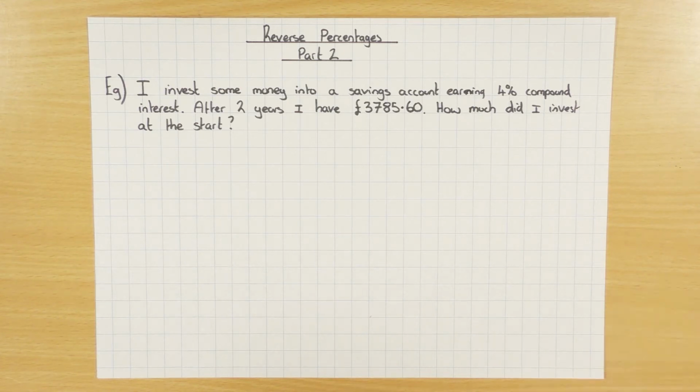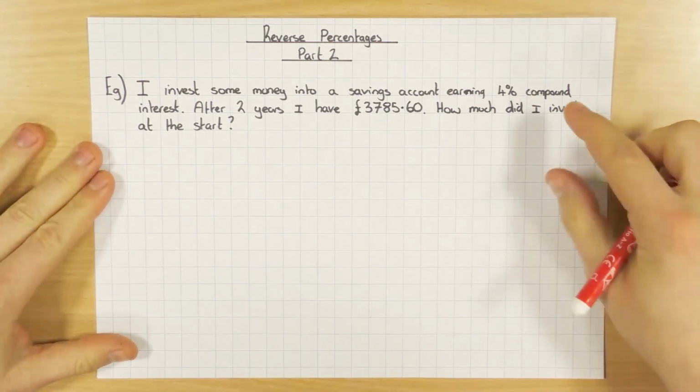So I'm going to show you two ways to do this. First of all, I'm going to show you how to do it via compound interest and go backwards that way. And the second one I'm going to show you is to do it with the reverse percentages, in a similar way to what we've done in part 1. So let's go with compound interest first.